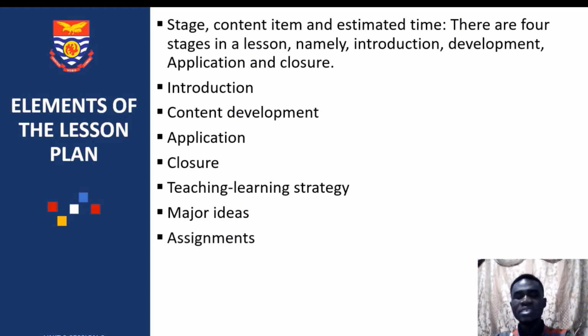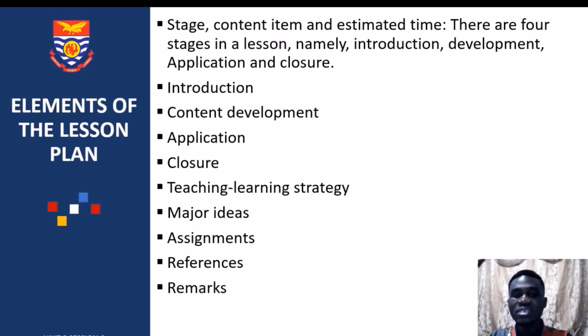And assignments. These assignments can be out of class assignments like homework, and sometimes it can be on what you just taught, or it can be on the next topic. And you must provide reference. So anytime you give assignment, it is good you give the students a reference material where they can find the answers to the assignment questions. And you must also state the reference materials that you used in preparing your lesson plan.